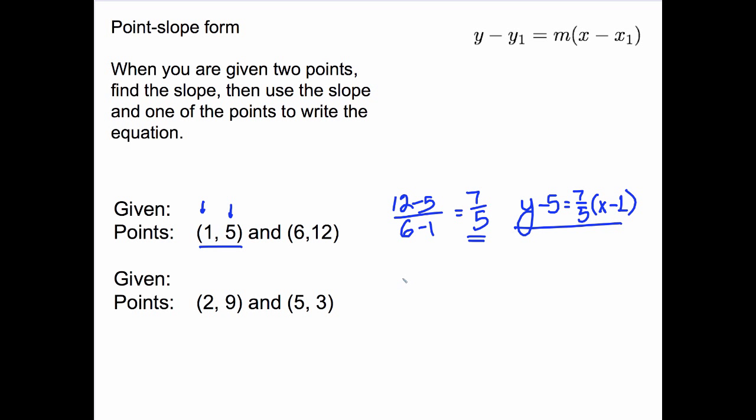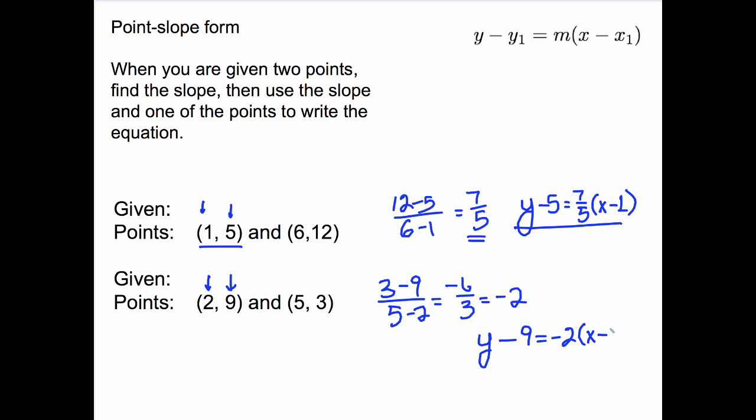Here's one more example. Here are the 2 points. First, we compute the slope, (3 minus 9) over (5 minus 2). That's -6 over 3, which equals negative 2. And now the equation is going to be, we'll use this y1, y minus 9 equals m, the slope, negative 2, times (x minus x1), 2.